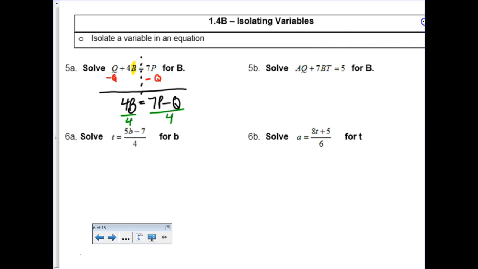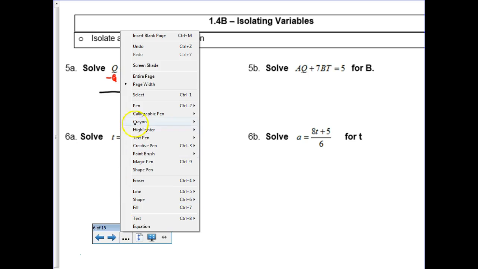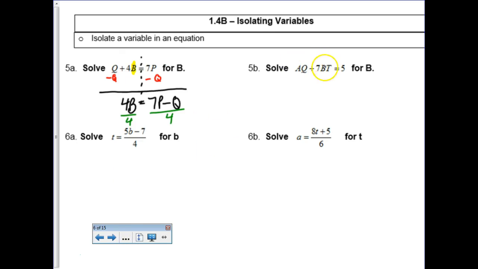All right, so same thing here with the next formula. We're solving for B again. Lock it down. This time, we're going to subtract the entire term AQ. And again, there's no simplifying here, so you just write down what you see. So 7B times T equals 5 minus A times Q.